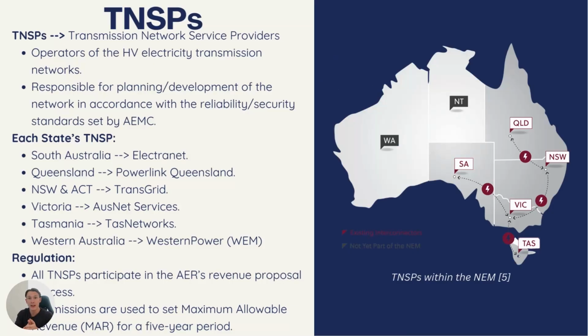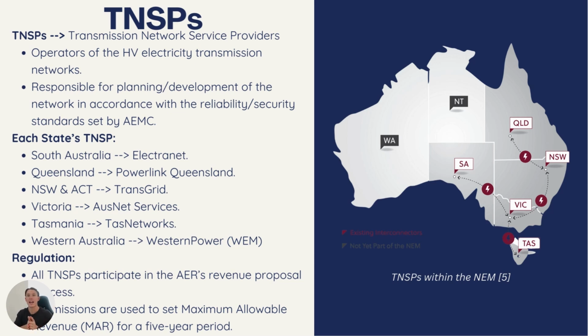So funnily enough, transmission lines are actually operated by transmission network service providers, abbreviated to TNSPs. The TNSPs are the operators of the high voltage electricity transmission networks, and they're responsible for planning and the development of the network in accordance with the reliability and security standards set by the AEMC, or the Australian Electricity Market Commission, who essentially make the rules.